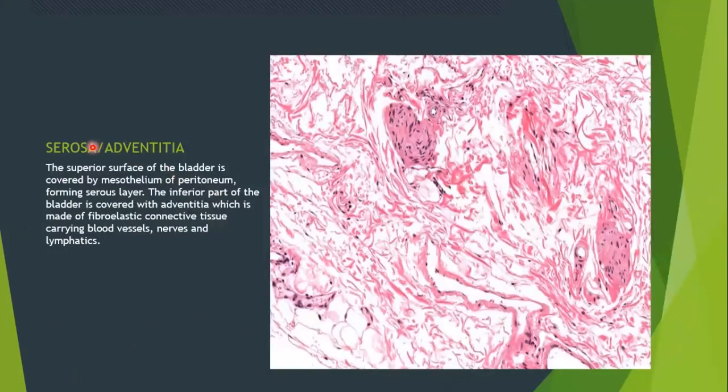Then we have the serosa or adventitia. Serosa is not the same as adventitia, but the superior surface of the bladder is covered by the mesothelium of the peritoneum, forming a serous layer. So serosa is found on the superior surface of the bladder, whereas the inferior part of the bladder is covered by adventitia, made of fibroelastic connective tissue carrying blood vessels, nerves, lymphatics, and also adipose tissue.